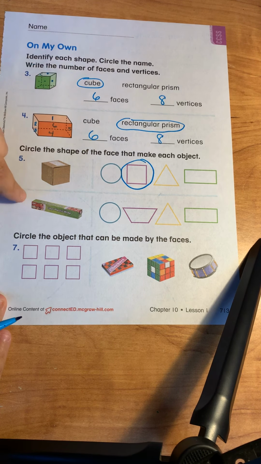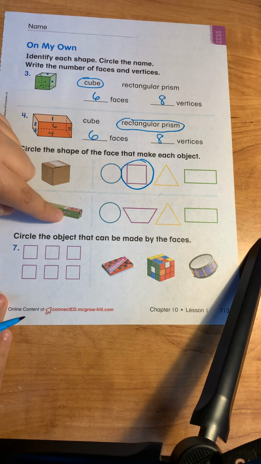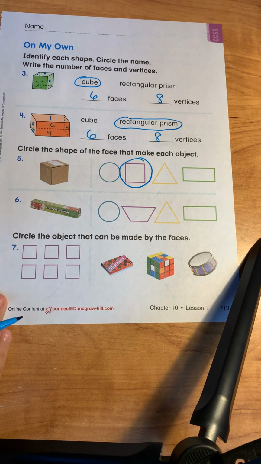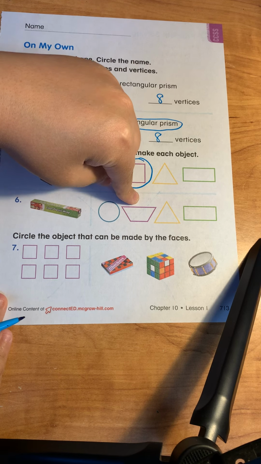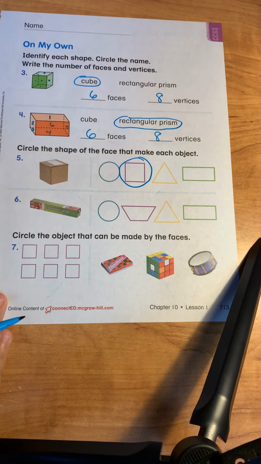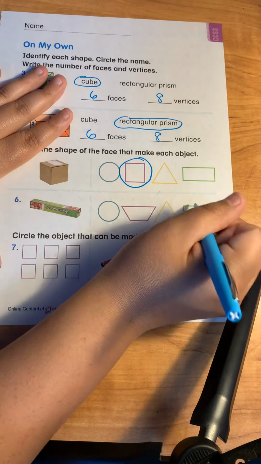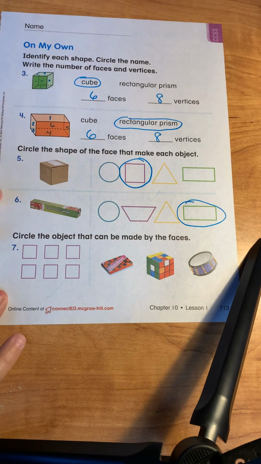Okay, number 6. This is like the plastic wrap that we have in our kitchens. And we need to look at the shape. And which of these shapes do you think is used to make this object? A circle? Trapezoid? Triangle or rectangle? It is a rectangle, right? Because this is a rectangular prism. So I'm going to circle the rectangle.